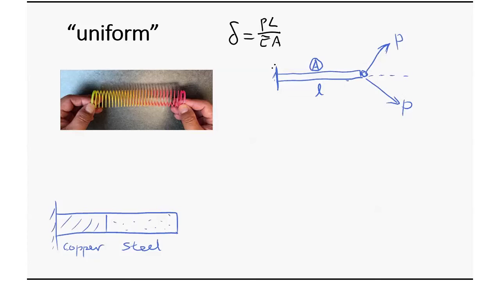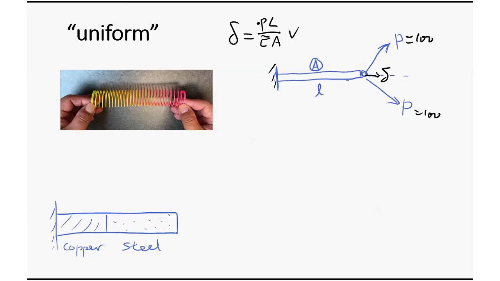Now, for this problem, I want to find out how much elongation delta I have here. How do you find it? I know the material, I know the length, I know the cross section, and I know this load P. Can I just use this equation, put this one equals 100? Why not?